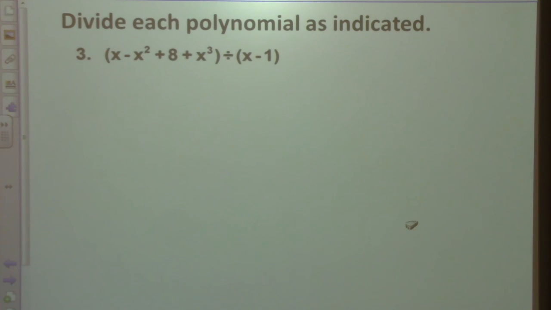Yeah. And what's happened is long division is a helpful skill to still retain, because if you happen to have anything other than a single x, it makes synthetic division more complicated.